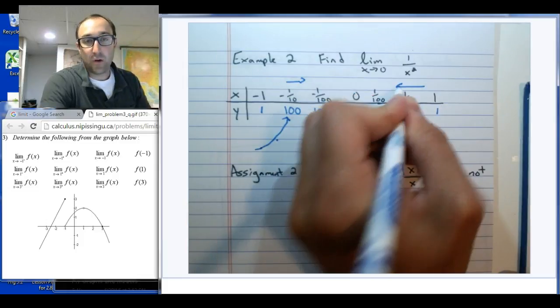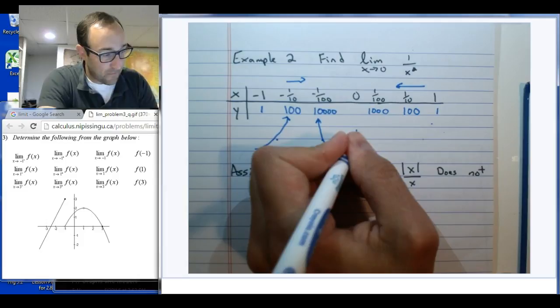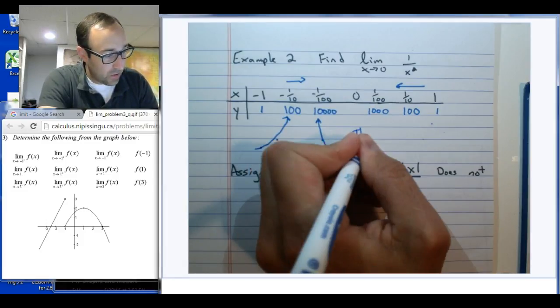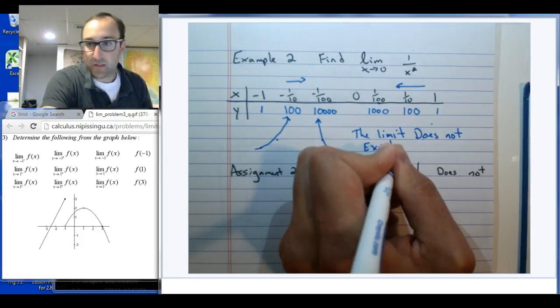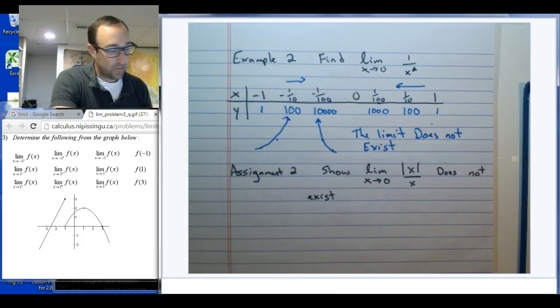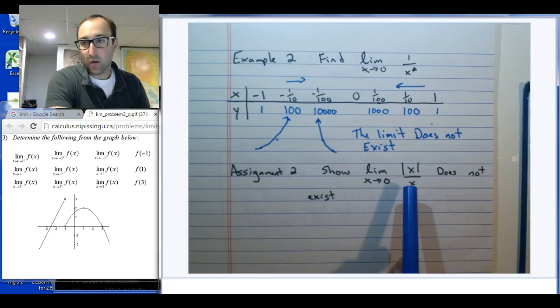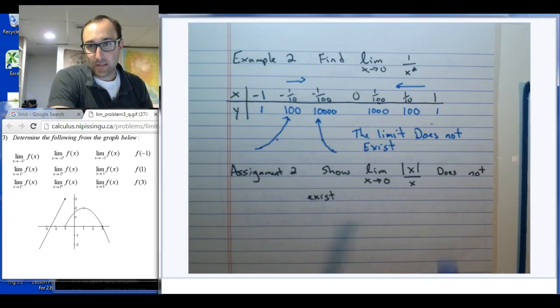So we know that they're both going to infinity, so we can say the limit does not exist, because they're both going to infinity from the left side and the right side. All right, here's your assignment number 2. Show the limit as x approaches 0 of absolute value of x over x does not exist.